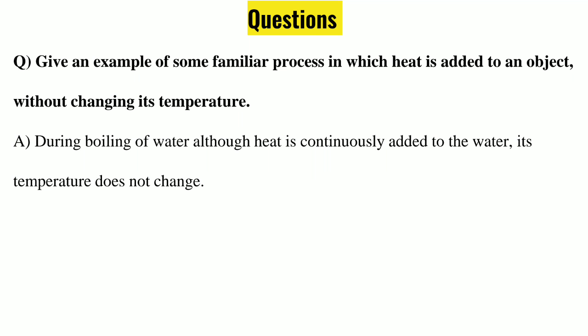Give an example of some familiar process in which heat is added to an object without change in temperature. Similarly, you might have seen this during boiling of water. Although heat is continuously added to the water, its temperature does not change. If we keep boiling water for 1 hour, heat is continuously supplied from below, but the temperature of the water will remain at 100 degrees Celsius only.